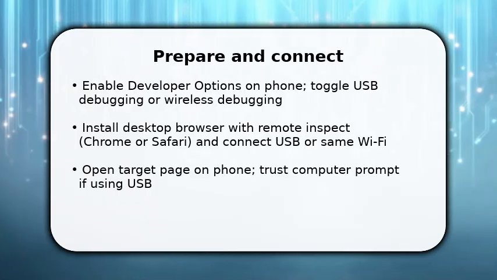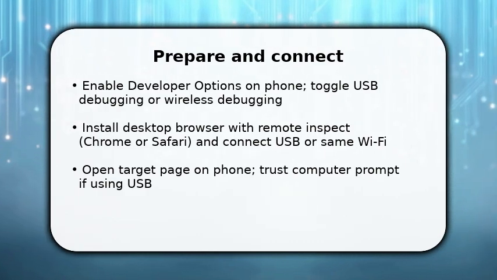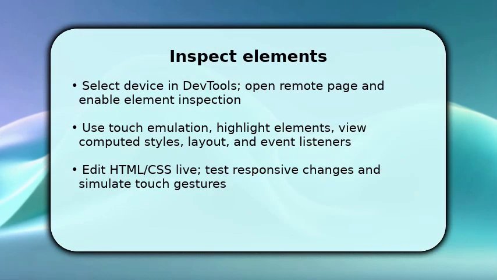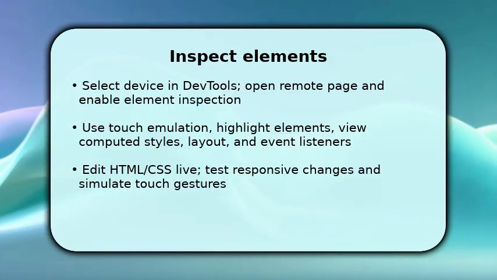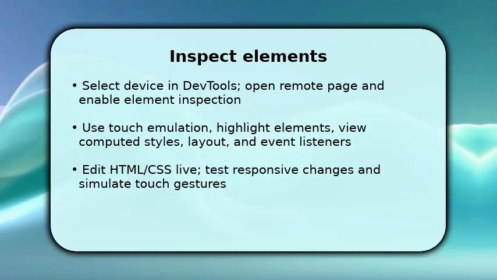Once done, launch Chrome DevTools or Safari Web Inspector and choose the connected device. This begins the inspection session. Once connected, select the phone under Remote Devices and open the Target tab. You can now enable element inspection and hover or tap to highlight nodes.